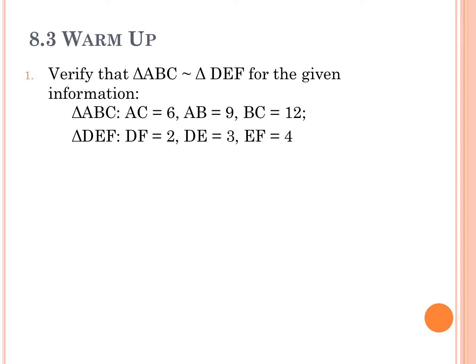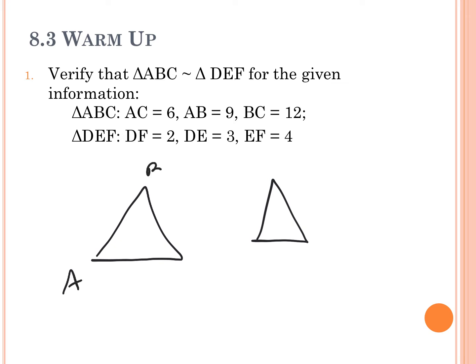So I'm going to go ahead and draw ABC and then DEF. So A, B, C, D, E, F. Again, they told us the length. So AC is 6, AB is 9, BC is 12, and then DF is 2, DE is 3, EF is 4.